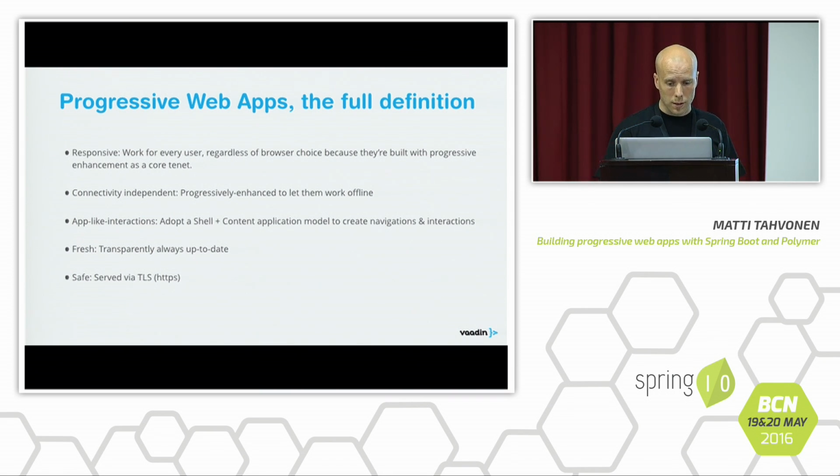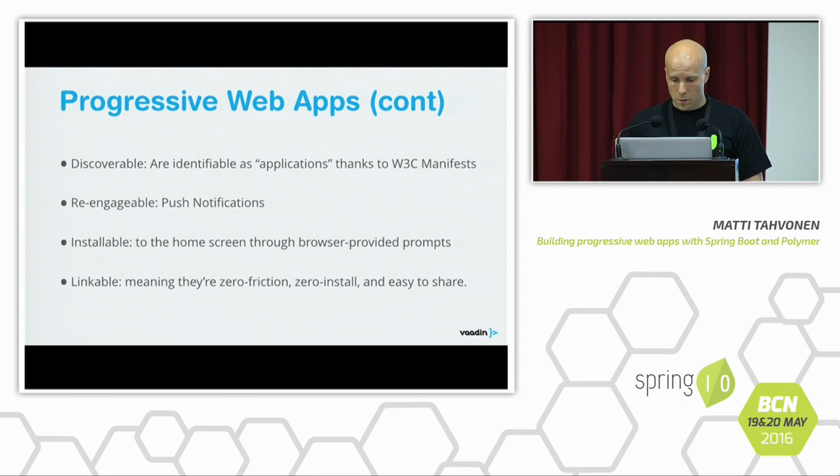And this is actually related to service workers, which I will talk about a bit more. And then they are fresh, so they will go to the internet if it's available. They are safe, discoverable, which means that they have this manifest file which declares the name and the icon for the application. They are re-engageable, so you can send push notifications for a reactive application. You can install those and link those.